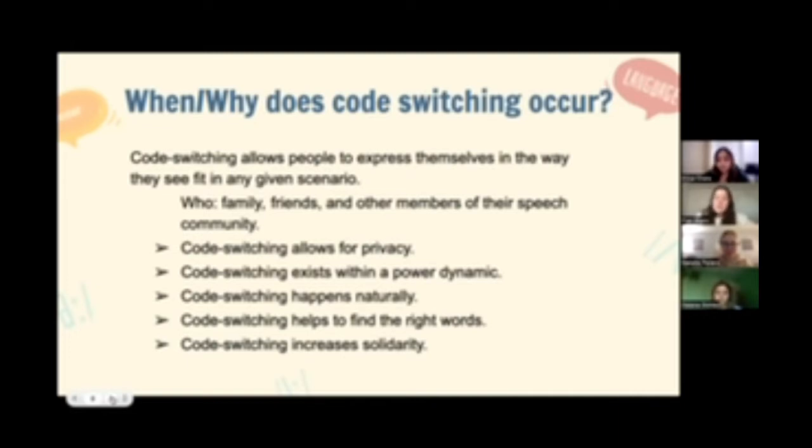It also happens naturally, as we saw in the previous slide. It can happen as early as 2 years old, so we see that it does occur naturally. And it also helps bilingual people find the right words that they want to use. And code switching also increases solidarity because it increases the bond between speech communities and puts the other speaker at ease, allowing them to speak in the language that they know best.